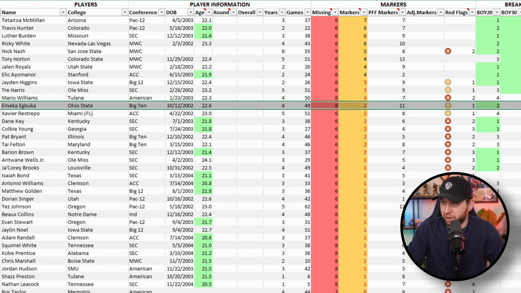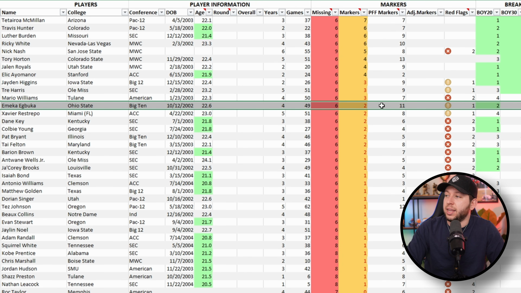Most notably is Emeka Egbuka. He only hits on 2 markers, and that's generally just because he was never the guy at Ohio State. He was always the wide receiver 2. And that, again, is not really necessarily his fault. The fact that he played with Garrett Wilson, with Chris Olave, with Jaxon Smith-Njigba, with Marvin Harrison Jr., with Jeremiah Smith, like that is not really his fault that he's played with some absolutely generational talents at Ohio State, and he just happens to not be as good as them. That is not detrimental to his prospect profile. It's just that he didn't hit on a lot of the stuff that I'm looking for.